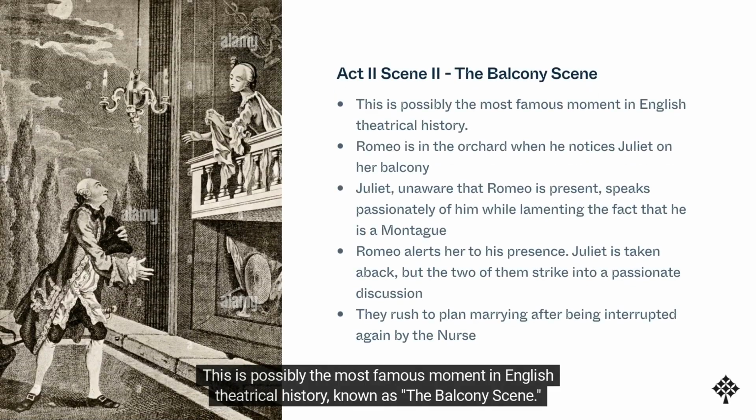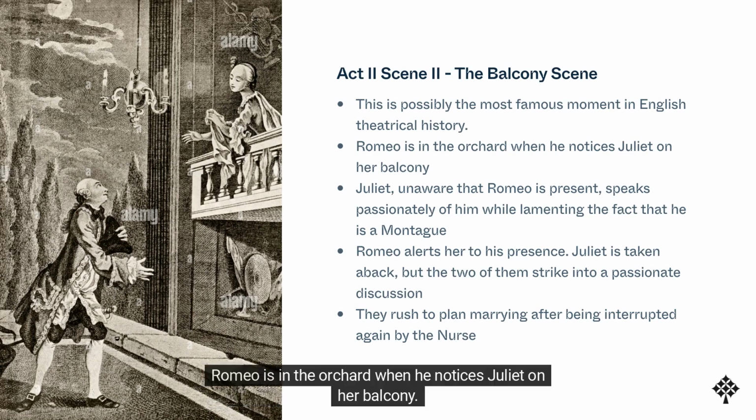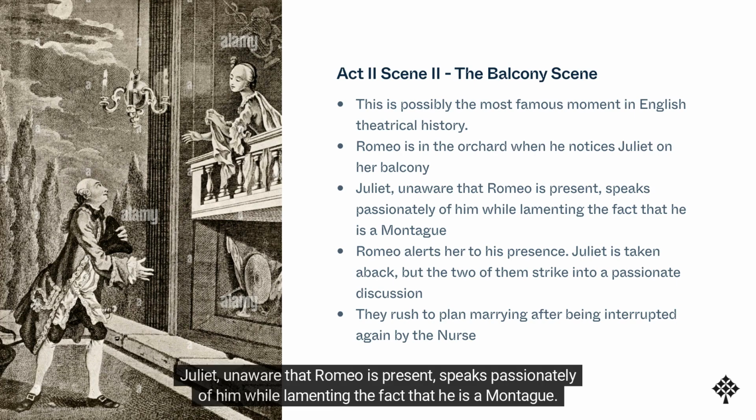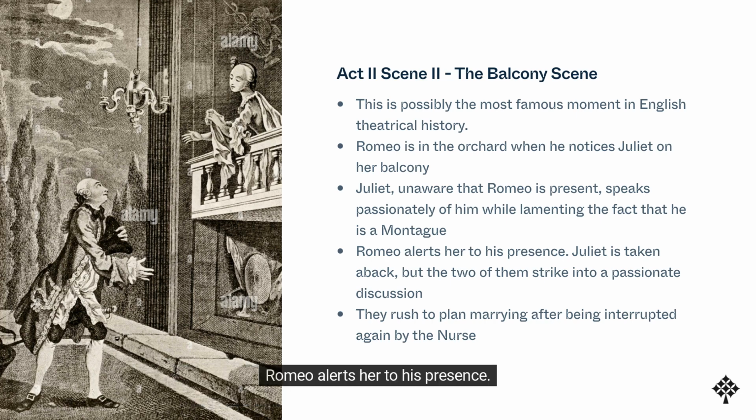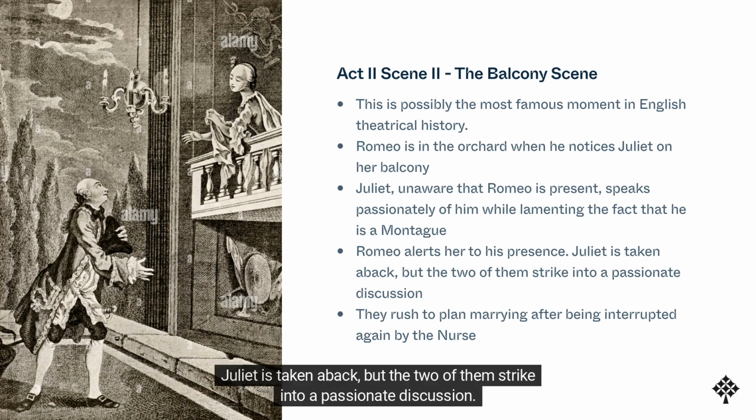This is possibly the most famous moment in English theatrical history, known as the balcony scene. Romeo is in the orchard when he notices Juliet on her balcony. Juliet, unaware that Romeo is present, speaks passionately of him while lamenting the fact that he is a Montague. Romeo alerts her to his presence. Juliet is taken aback, but the two of them strike into a passionate discussion. They rush to plan marrying after being interrupted again by the nurse.